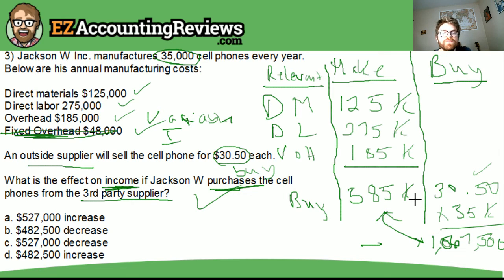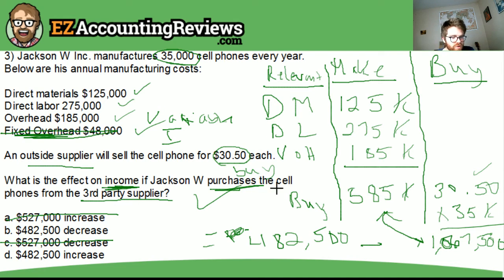585,000, 1,067,500. There you go. The difference is 482,500. Okay? And boom. We can erase A. Get that out of here. We can erase C, right? Because that's the wrong number, okay?